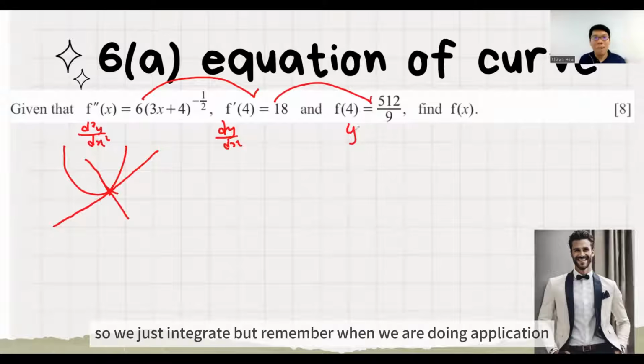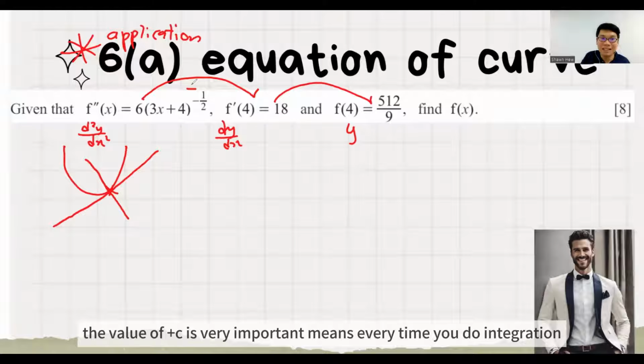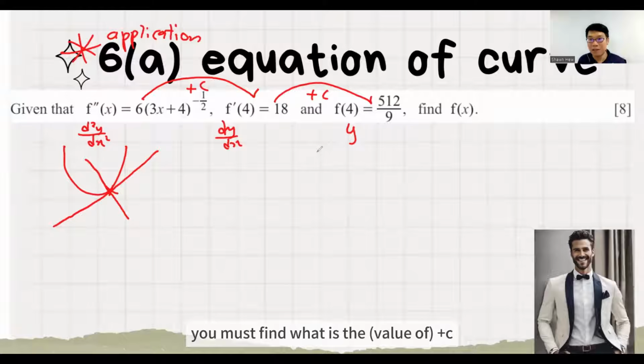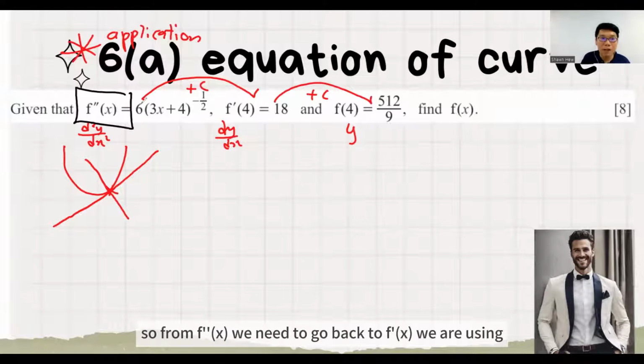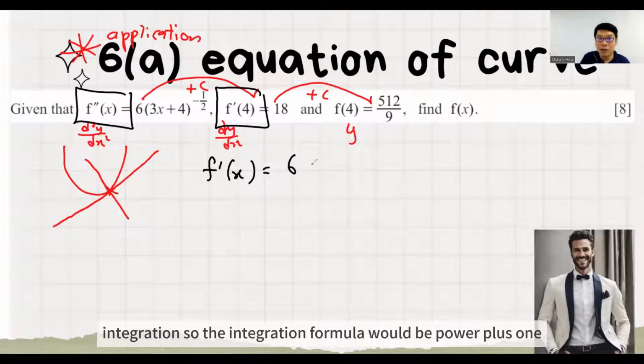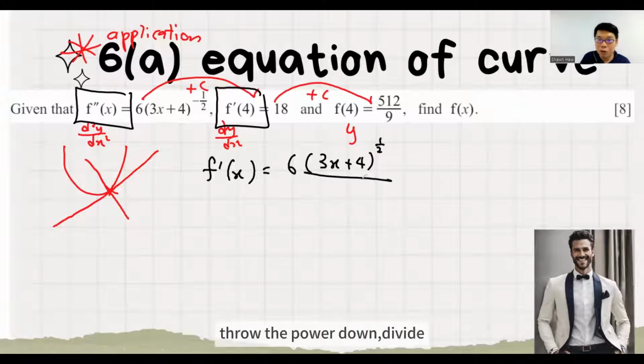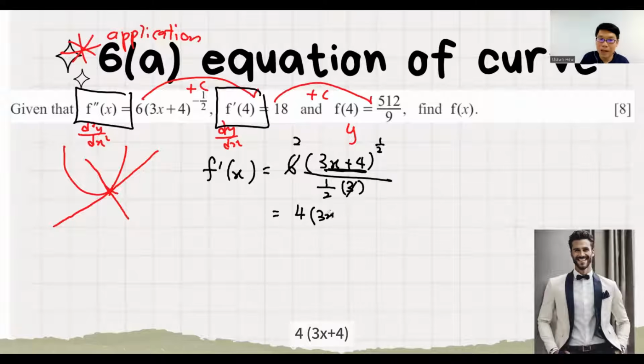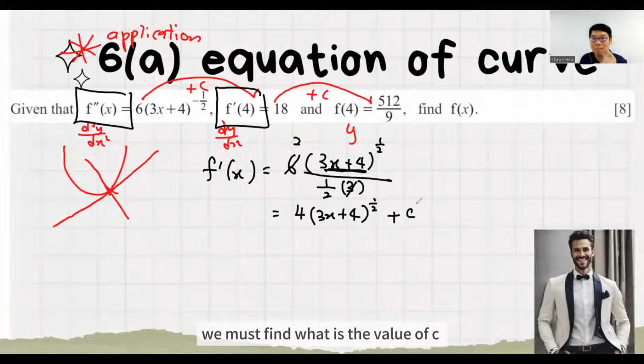So we just integrate. But remember, when we are doing application, the value of plus c is very important. It means every time you do integration, you must find what is the plus c. So from f double prime, we need to go back to f prime using integration. The integration formula: power plus 1, so minus half plus 1 becomes half. Show the power down, divide, and differentiate the bracket and divide. So we simplify to 4/3 (3x + 4) power half, and remember plus c. We must find what is the value of c.